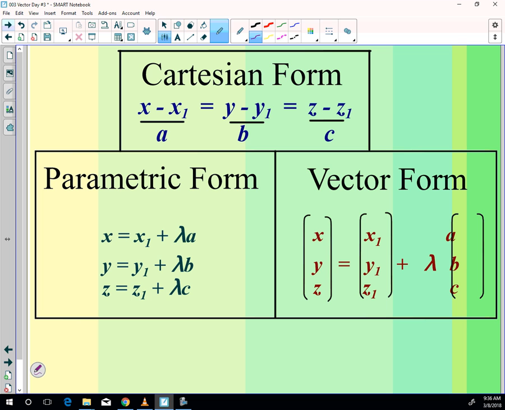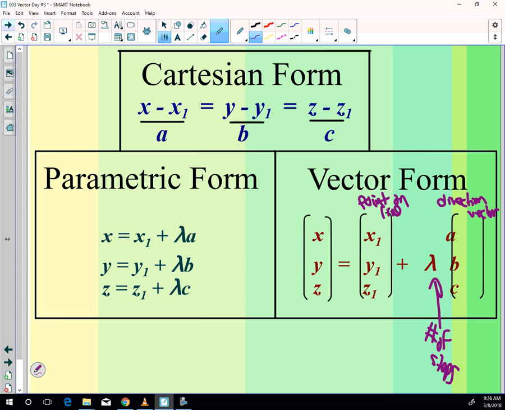Okay, so for the line, we're going to primarily write it in vector form. X, Y, Z, this is my point on line. And then this is going to be my direction vector. And this is going to be the number of steps. I call it the number of steps, or you can call it unit vectors.